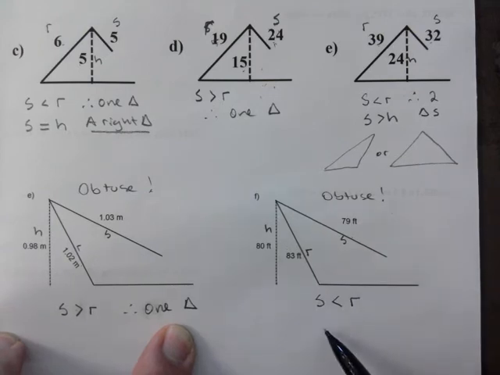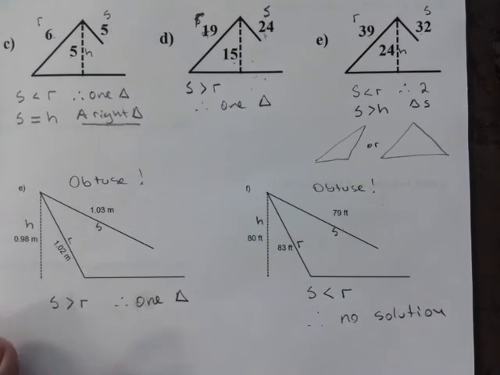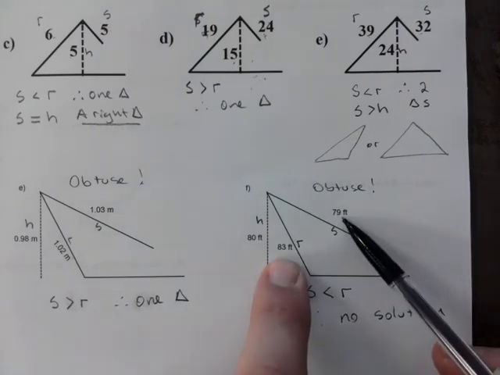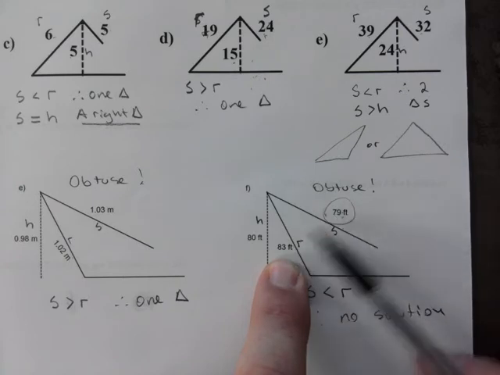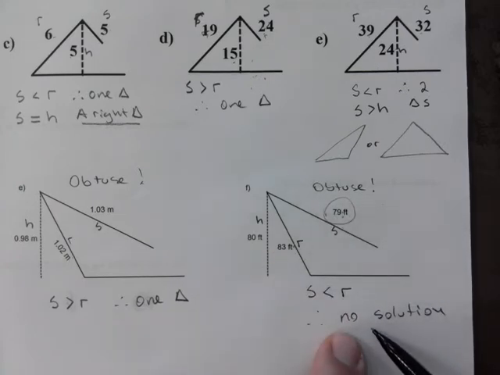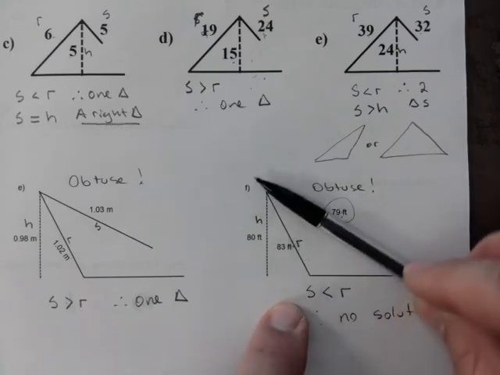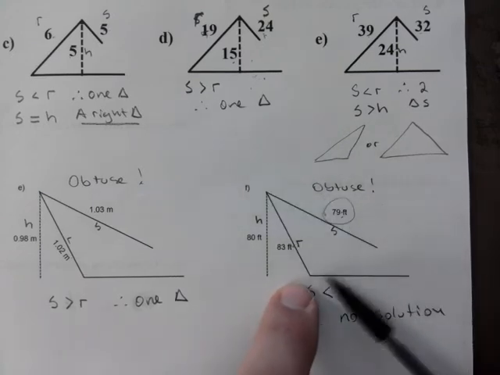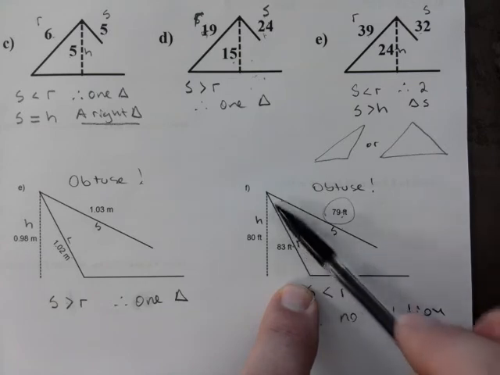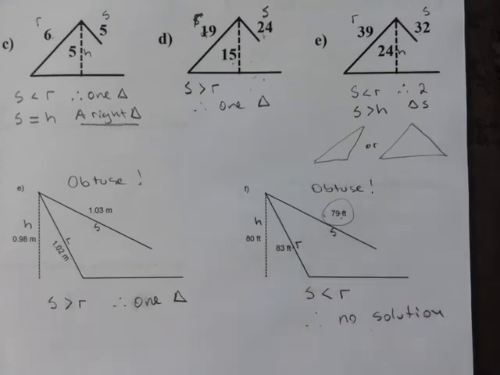Over here, string is less than rod. I think I got that one right. Therefore, no solution. Done. Because they're obtuse. What if this had been 83? 83, 83. Still no solution. Because think about it. If this is exactly the same as that, it would just swing like this, right? And just basically line up with the rod.